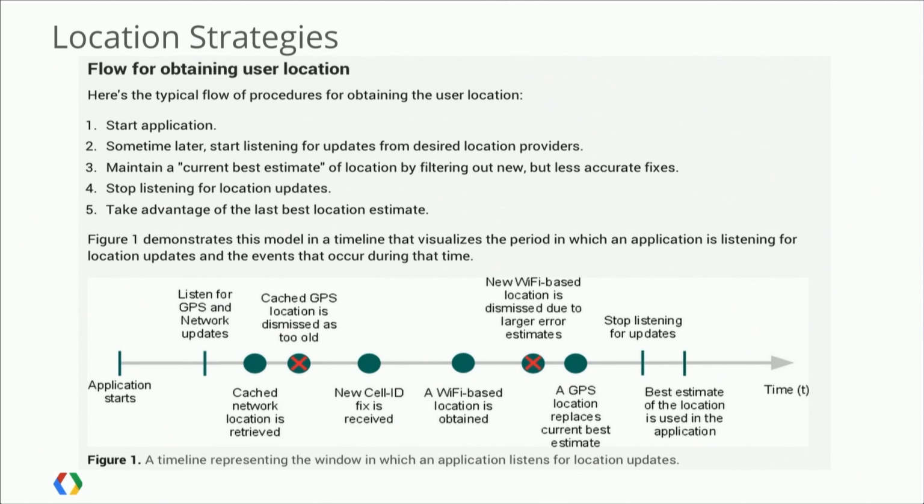And just to kind of hammer home the problem, this is a screenshot from our documentation for location right now. And you can see at the bottom here, there's this timeline that says, application starts, and then you get an update from the GPS, and then you get a cell location, and you have to maintain a best estimate. And anytime there's a timeline like this in the documentation, you know that the technology has evolved beyond the point where the old APIs worked really well, and you need to update your APIs. And that's what we've done.